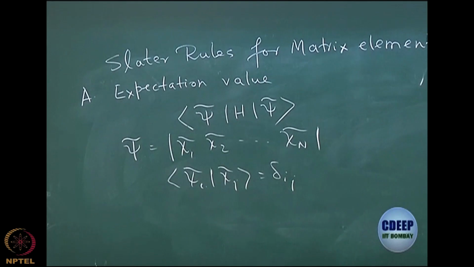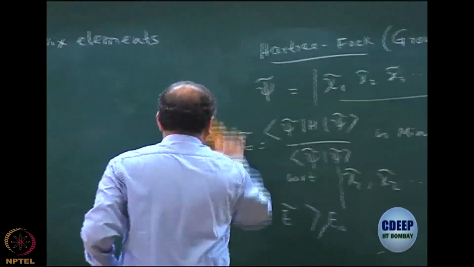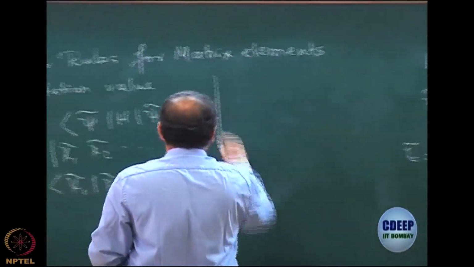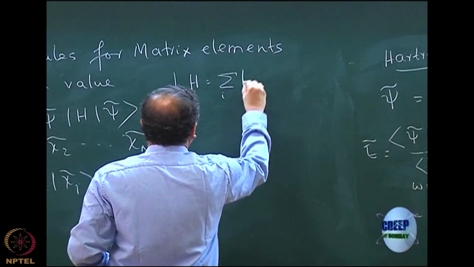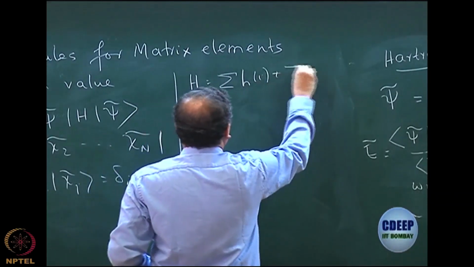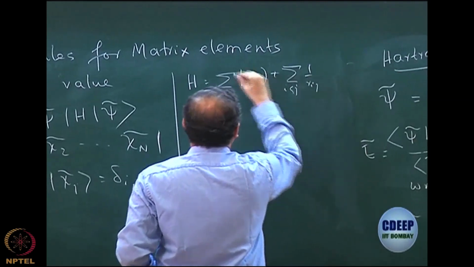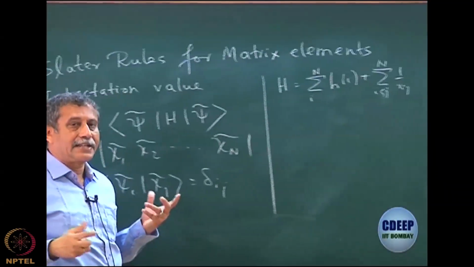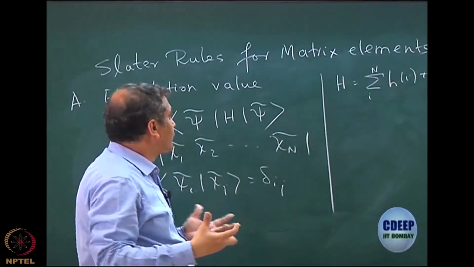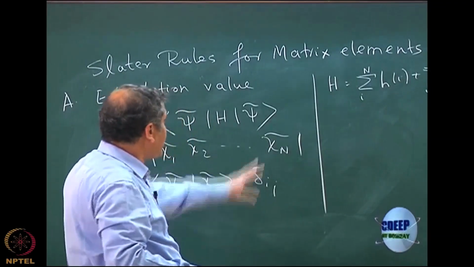And this is what John Slater did. What I would do is to simply write down the results. So let me write the result first. First, let me write down H again, because the symbols must be correct. Sum over h of i plus 1 by Rij. So this goes over n electrons. This also goes over n electrons. h of i is the kinetic plus electron-nuclear attraction or any other external potential. This is my total Hamiltonian.